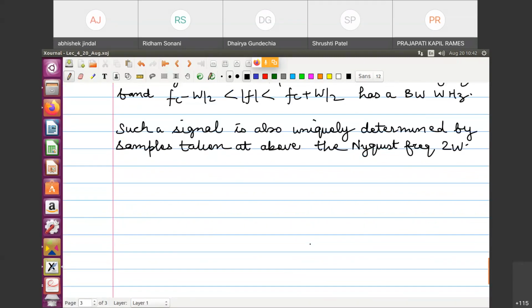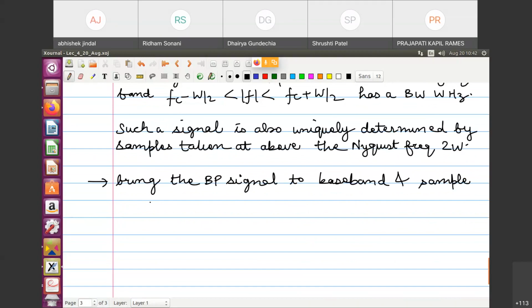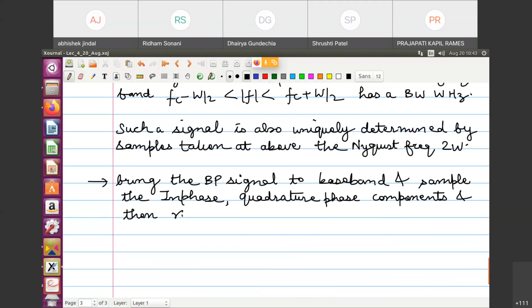Now, one very basic idea is to bring the bandpass signal to baseband and sample the in-phase and quadrature phase components, and then regenerate the bandpass signal. We have not yet introduced these terms; I think in subsequent lectures we will introduce them, but at least somewhat you know about these from your introduction to communication systems course.